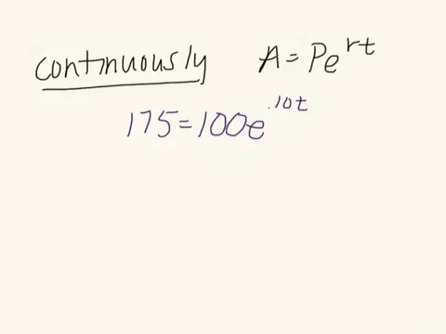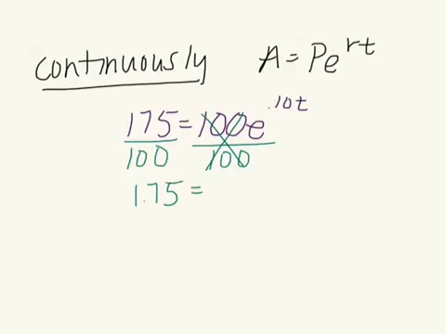Now, don't get all excited and take the ln of both sides for your first step. Just like we divided by 100 in the first part of this problem, we need to divide by 100 here. If you take the ln too soon, you're going to make mistakes. It happened to a lot of you on the quiz.